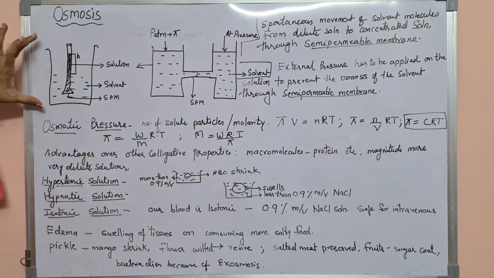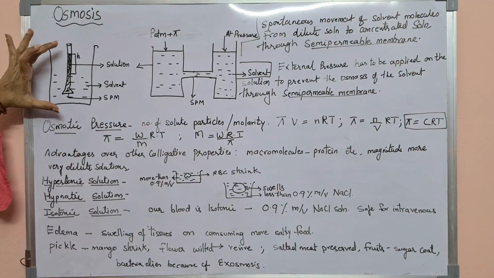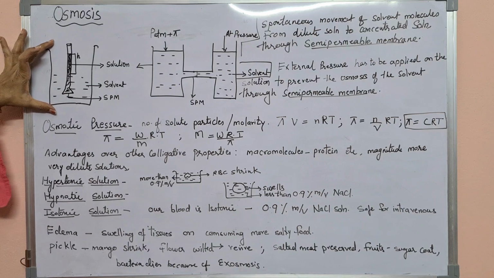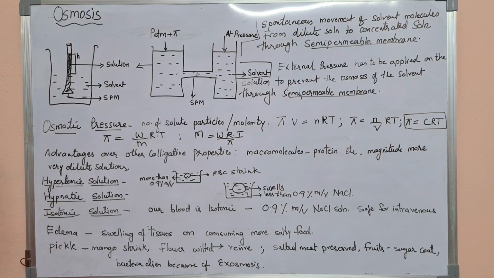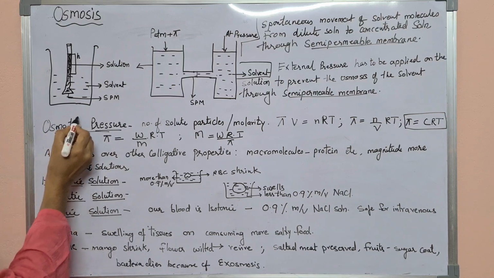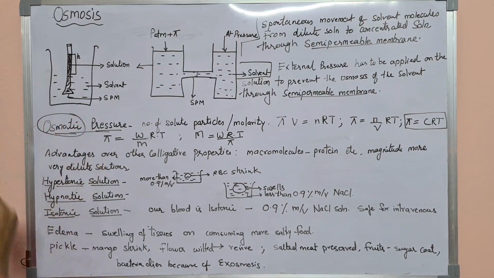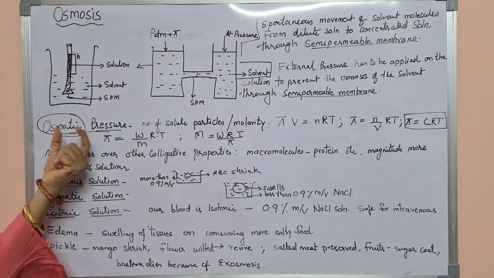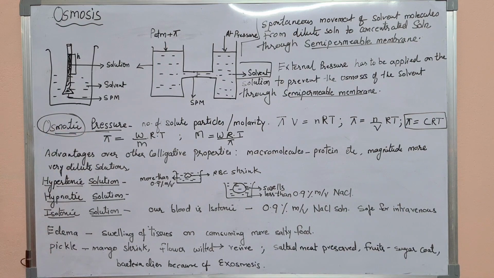Hello students, as we are studying the solution chapter, we are going with the topic colligative properties. So the next colligative property I am going to take today is osmotic pressure. First we must know what osmosis is, then only you will understand osmotic pressure.